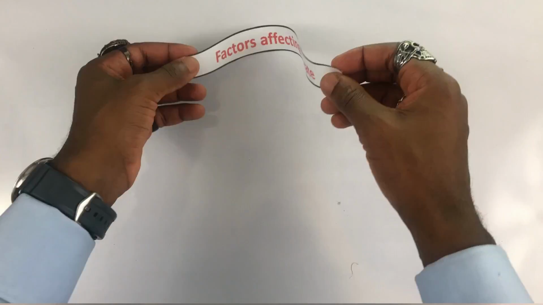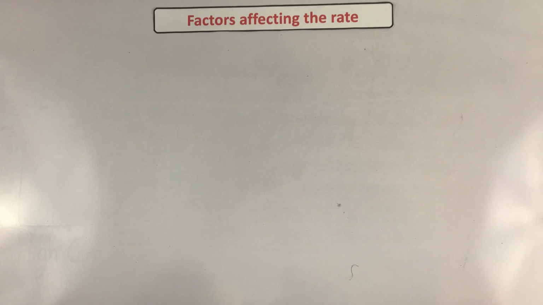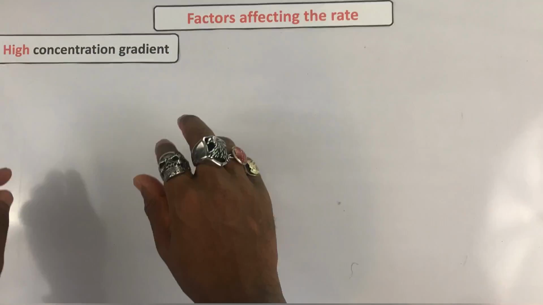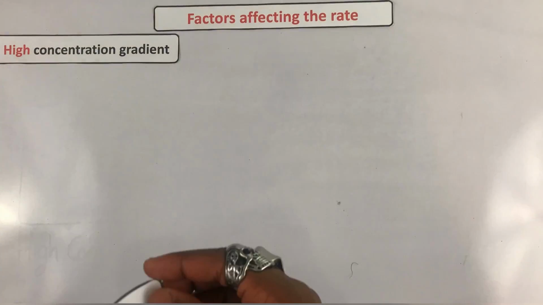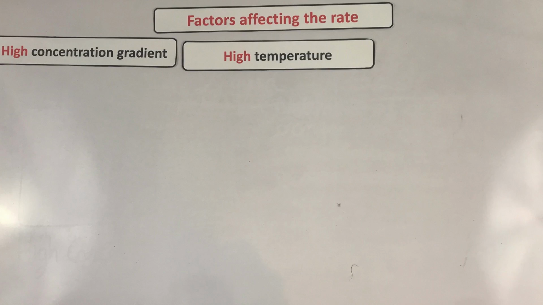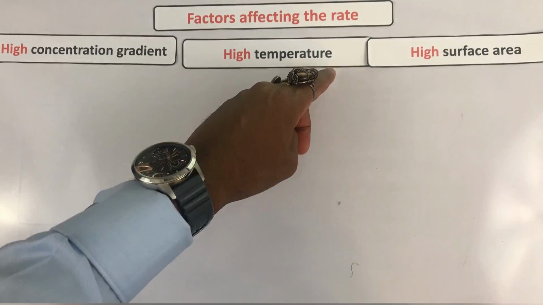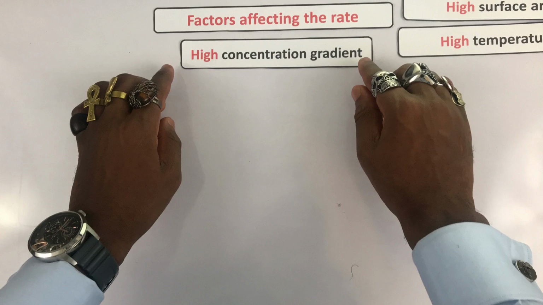You can speed up the rate of diffusion in 3 ways. Having a high concentration gradient, having high temperature, and having a high surface area. Concentration gradient is the difference in concentration between 2 areas.